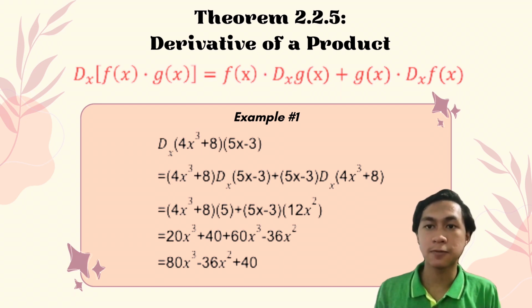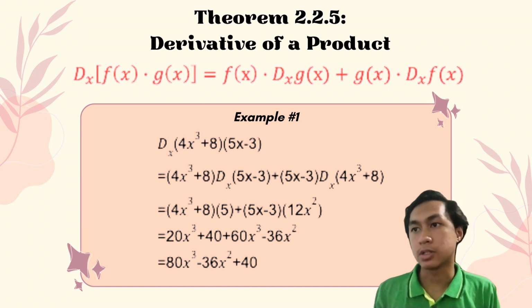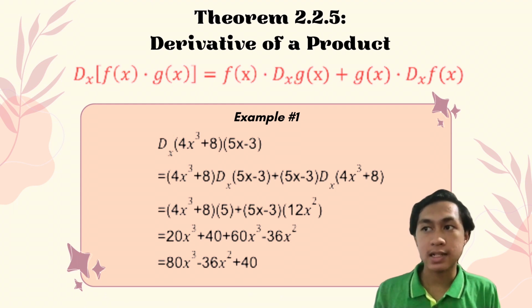So the next step is to find the derivative of the two given. So the derivative for the f of x is 12x squared and the derivative of g of x is 5. Right after that is to multiply the following derivatives on their corresponding given. So 4x cubed plus 8 times 5 plus 5x minus 3 times 12x squared. So it will equal to 20x cubed plus 40 plus 60x cubed minus 36x squared.